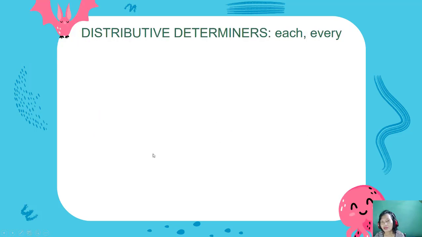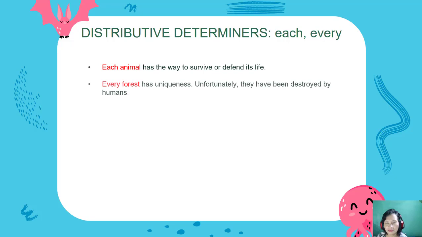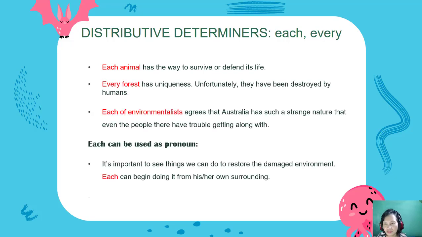Okay. And then we have each and every. Each and every refers to individual members within a group. Each emphasizes every single one, so all members equally, but every emphasizes the whole. Let's see the example. Each animal has the way to survive or defend its life. So its life shows that it is singular.